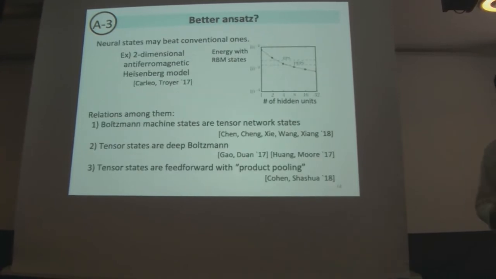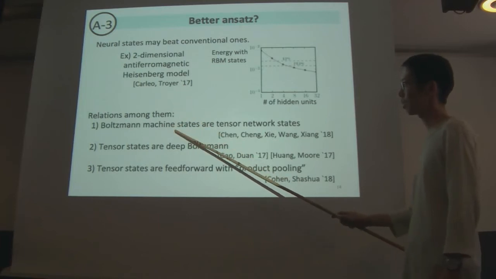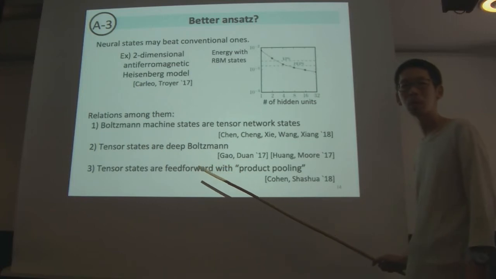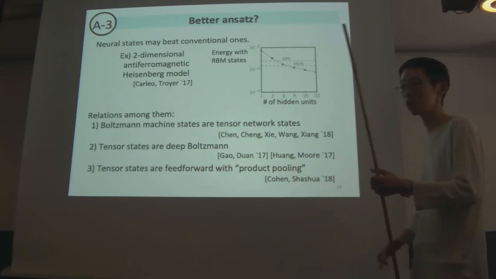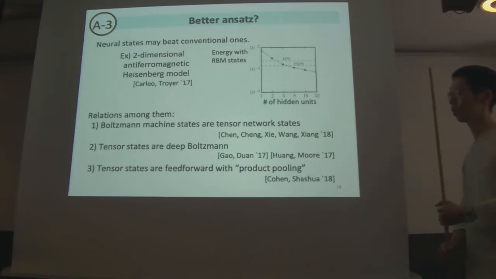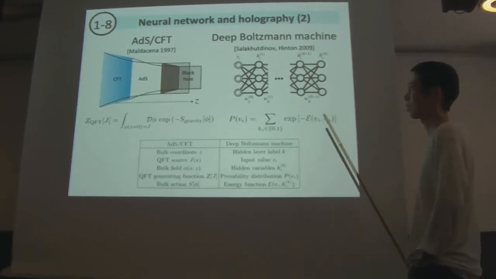So the comment I wanted to make is that there are two theorems. First, Boltzmann machine states are tensor network states. And second, tensor network states are deep Boltzmann machine states. So this means that there is a one-to-one map from tensor network states to neural network states. Now we go back to how they look like the AdS/CFT correspondence.